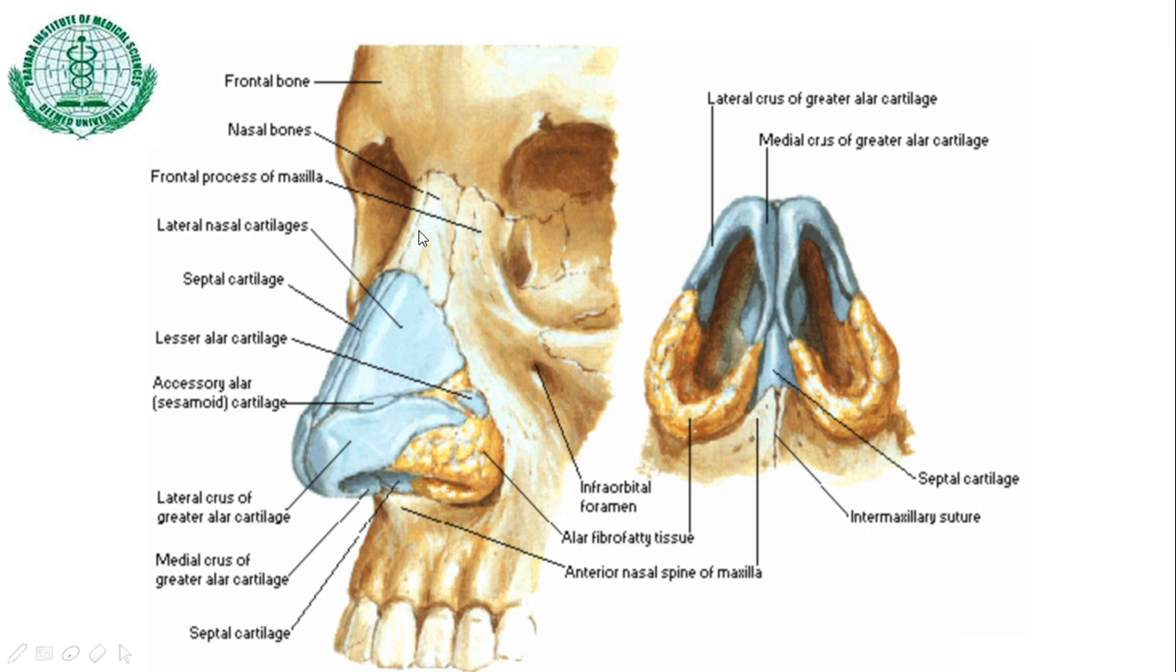Again, you can see in this figure, these are the nasal bone, the frontal process of the maxilla. Then this is the midline septal cartilage. These are the two lateral nasal cartilages and these are the major alar cartilages. Now here you can see in between the major cartilages, the tiny sesamoid cartilages are also seen, and this is the alar fibrofatty tissue present. Now here also you can see the septal cartilage, the medial and the lateral crura of the major alar cartilage.